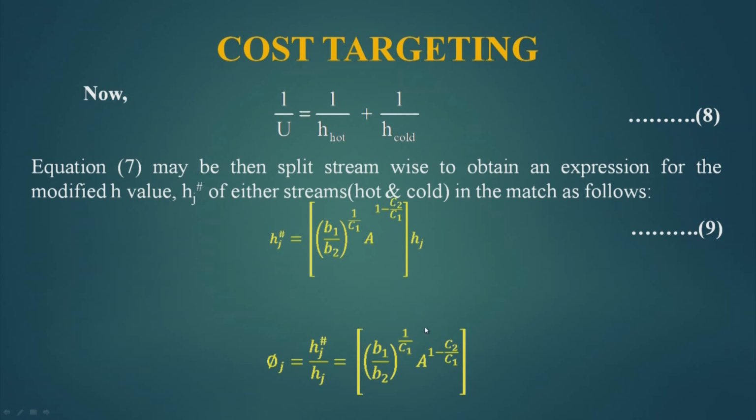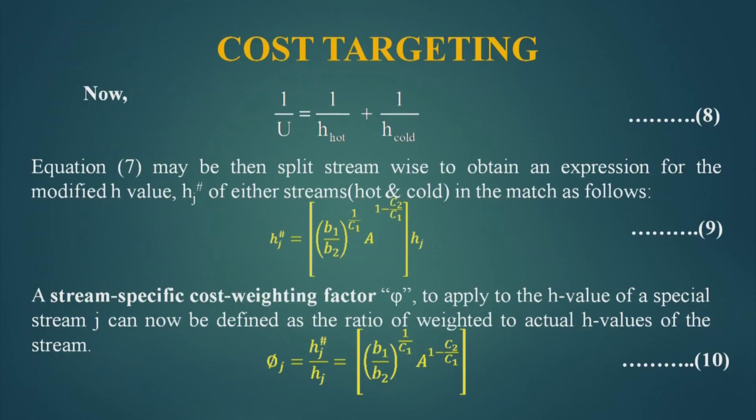So, now we are able to coin this factor, which when multiplied with the actual heat transfer coefficient of the stream will be able to account for the speciality of the stream in the equation for calculating the cost. Now, this phi is called the stream specific cost weighing factor phi. To apply to the h value of this special stream, j can now be defined as given below.